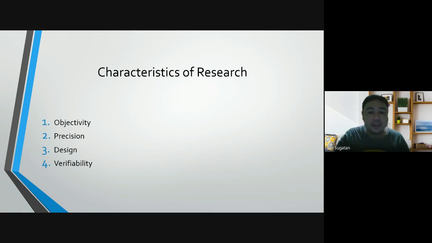Okay. Any questions so far, guys? So there are four characteristics of research. Let's summarize. Objectivity, number one. Number two is precision. Number three is design. And number four is verifiability. Okay?